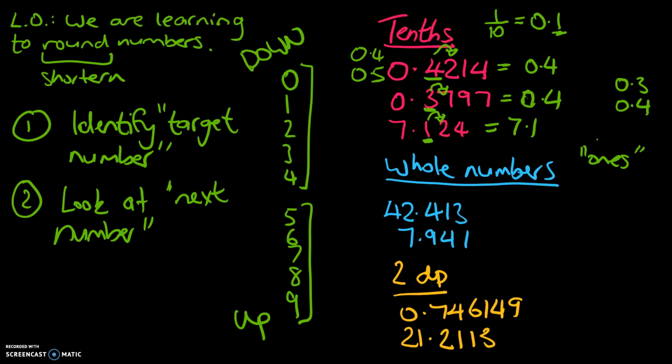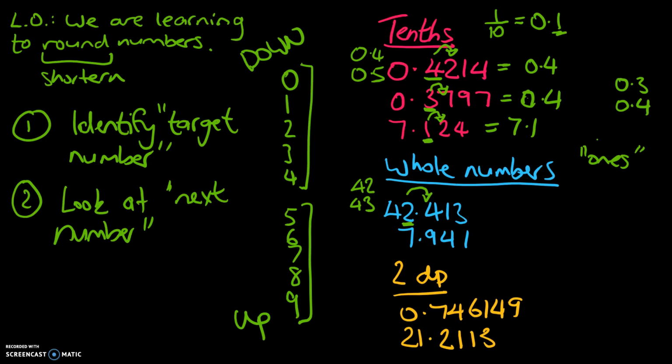So like we identified the tenths before, we need to identify all the ones, and then we need to look at the number after that and round accordingly. So our first number, 42.413. Let's identify the ones place. So in our case, that's the 2, 42. And we're going to look at the number after that. And we've got a 4 there. So we can see that number does fall between 42 and 43. So we want to figure out, are we going to round down to 42 or are we going to round up to 43?